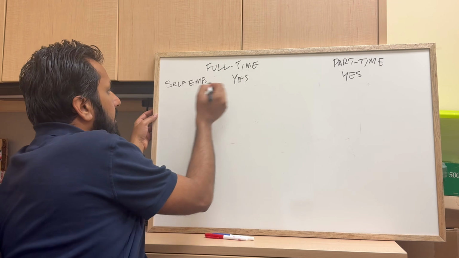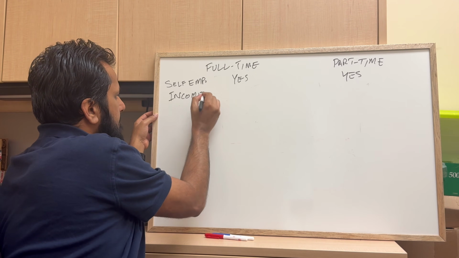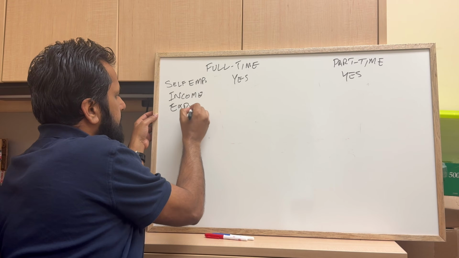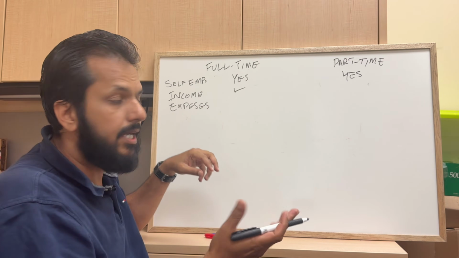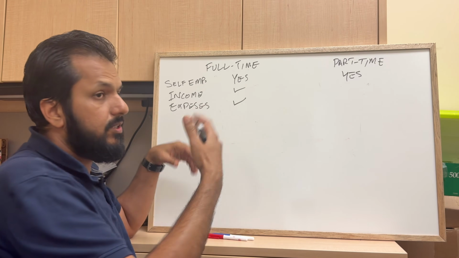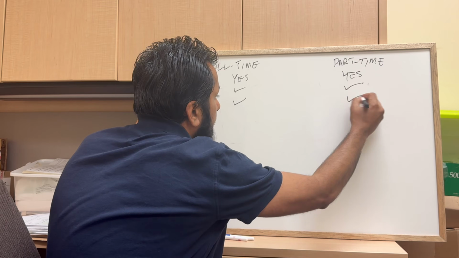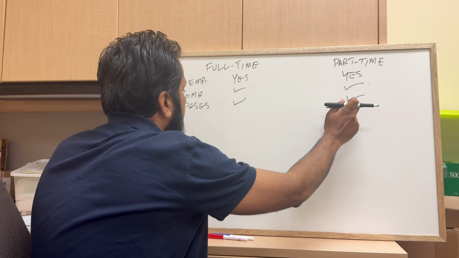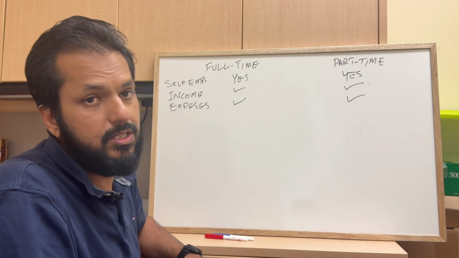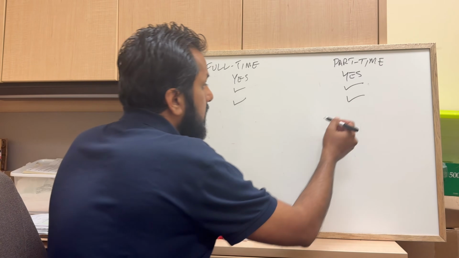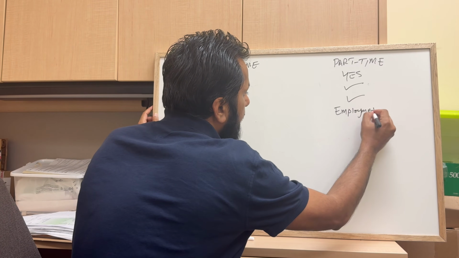Second thing, they would have income and expenses. So that means the full-timer is going to have income from Uber, and also he's going to take care of certain expenses to make that income. The same case will be for the part-timer. He will have income, he will have expenses. The part-timer has one more thing, which the full-timer doesn't in this scenario, which is employment income.